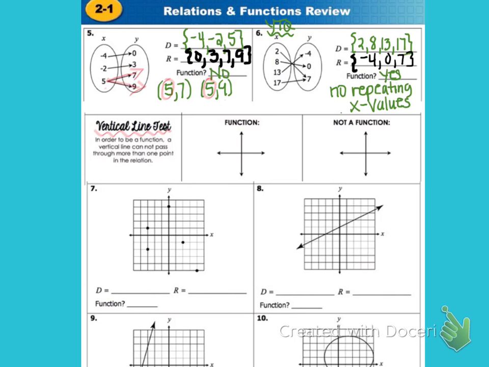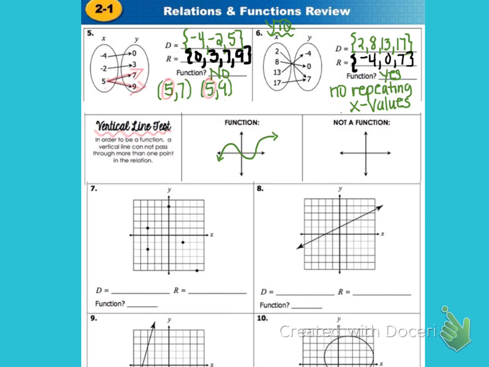So if you looked at the relation graphed out and you examined the graph as you went from left to right to see if there was any place where you could drop a vertical line down through that graph and it would hit the graph more than one time, that would indicate that there is more than one ordered pair that has the same x value. So that would mean it's not a function.